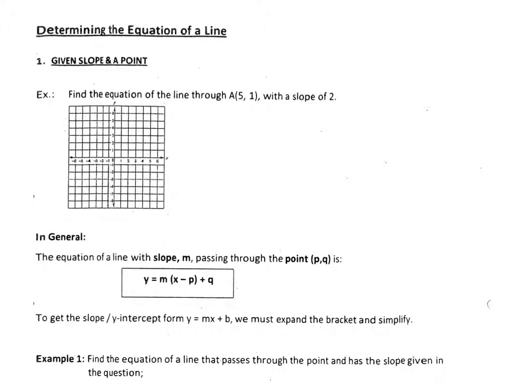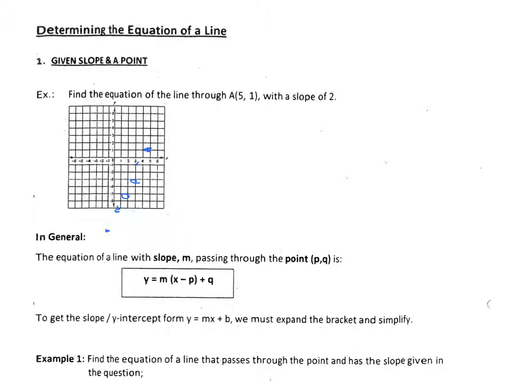We can always use a graph to help us figure out the equation of a line, but when the y-intercept is below the parameters of the graph, for example, in this case, find the equation of the line through 5, 1 with a slope of 2, by the time you use your slope of 2 to go up 2 over 1 and down 2 over 1, you're going to be outside of the grid. It'll be below the graph where your line crosses the y-axis. So it's not practical to graph to find the equation of a line.